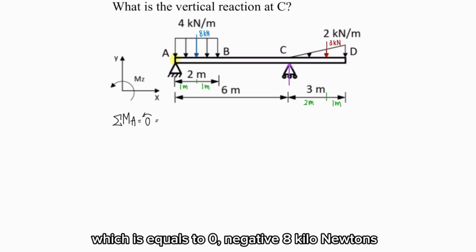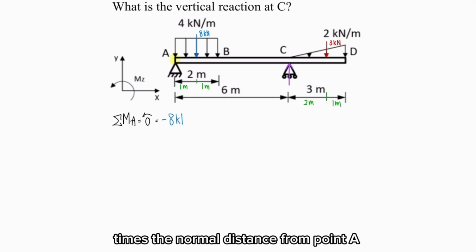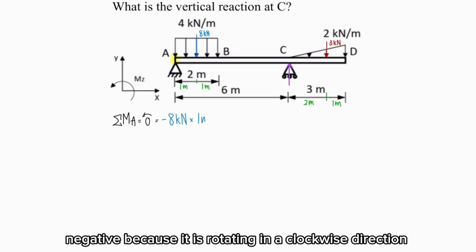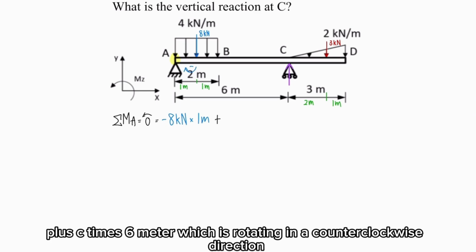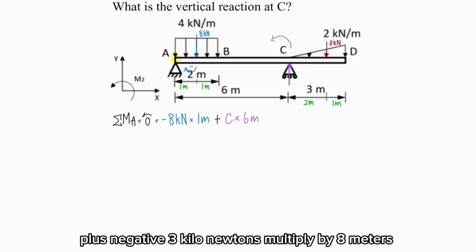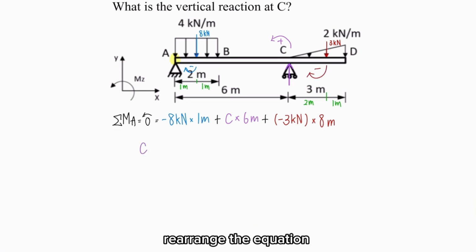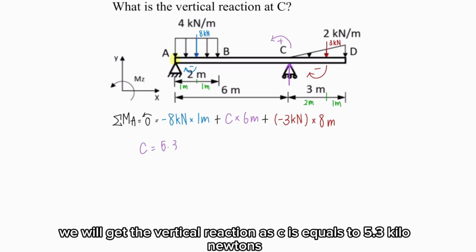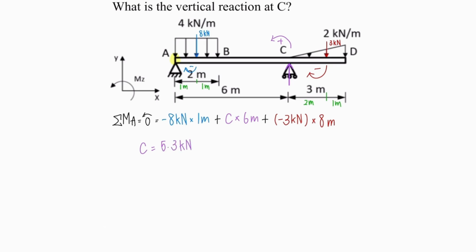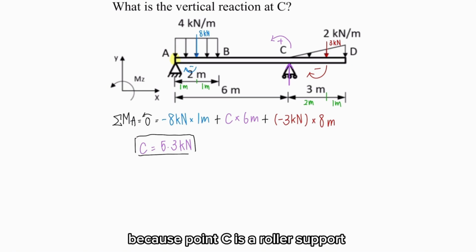Negative 8 kilonewtons times the normal distance from point A, which is 1 meter, negative because it is rotating in a clockwise direction, plus C times 6 meters, which is rotating in a counterclockwise direction, plus negative 3 kilonewtons multiplied by 8 meters. It is negative because it is also rotating in the clockwise direction. Rearranging the equation, we get the vertical reaction at C is equal to 5.3 kilonewtons. There will be only one reaction at C because point C is a roller support.